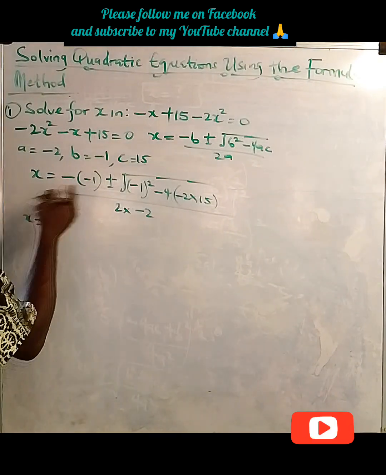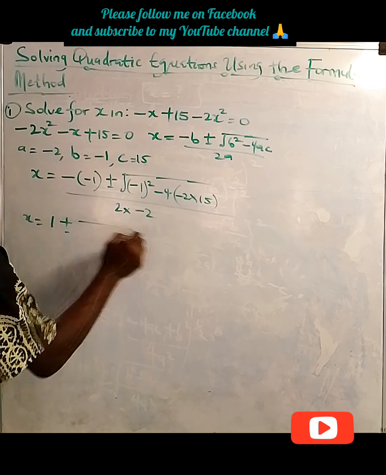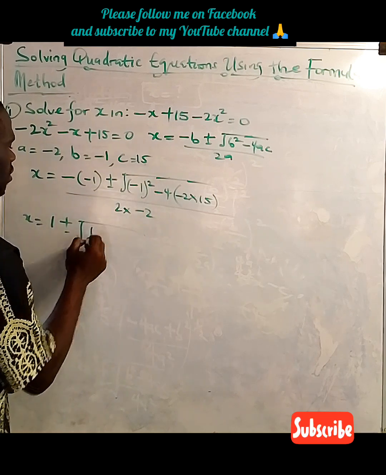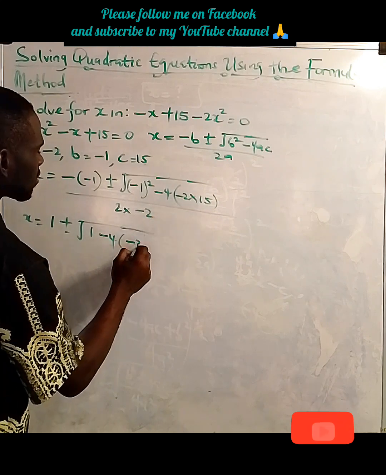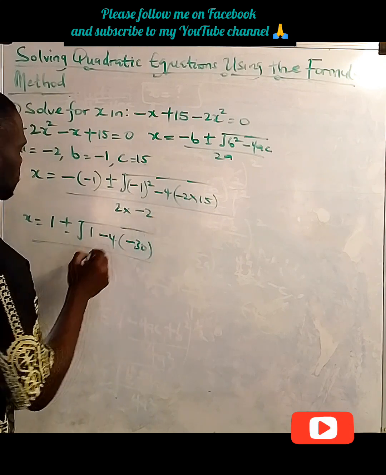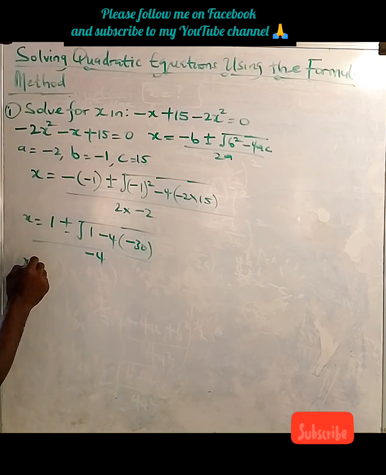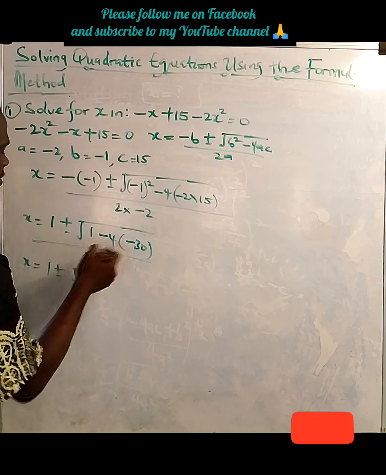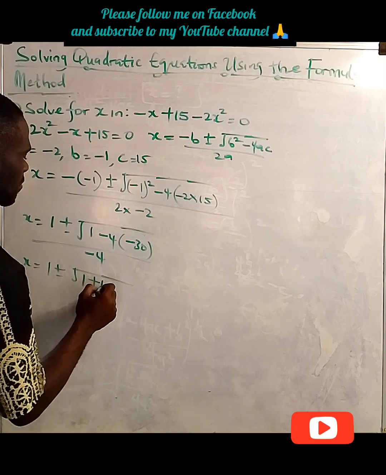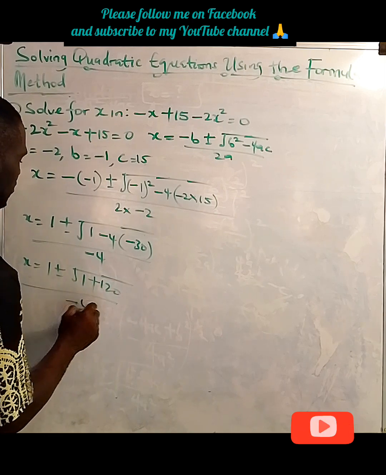x is equal to minus and minus is plus. That's plus 1, plus or minus. Minus 1 raised to the power 2 is ordinary 1. Then minus 4 stays out. Minus 2 times 15 is minus 30. All over 2 times minus 2, which is minus 4. So x is 1 plus or minus. So we have a 1 standing here. Minus and minus is plus. 4 times 30 will give us 120, over minus 4.